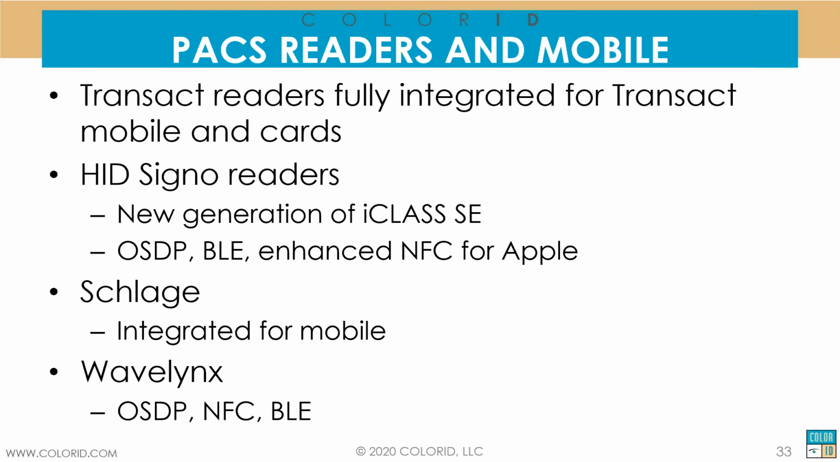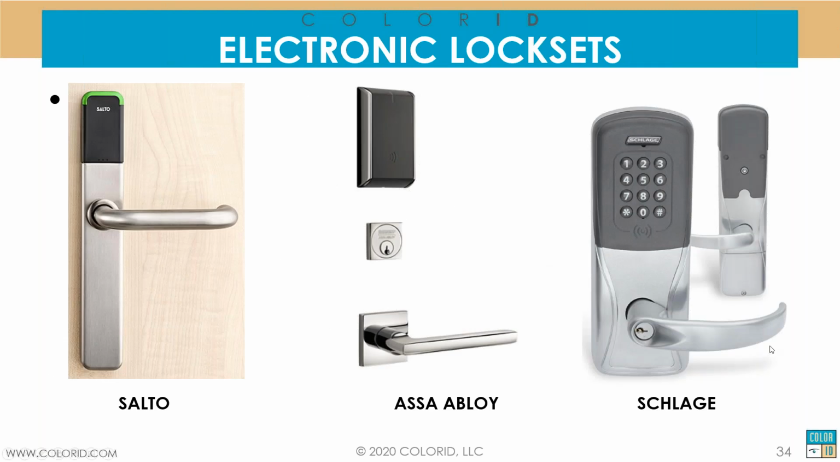And Wavelinks has also introduced very capable readers, which can contain OSDP, NFC, and BLE, or Bluetooth Low Energy. On the doors, if you have locks rather than a reader next to the door, then you have the capability within each of these to read mobile and to read contactless, because this has been an important feature. So ASSA ABLOY, being part of the HID family, builds HID readers into their locks.